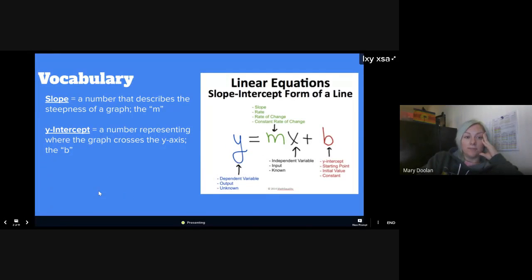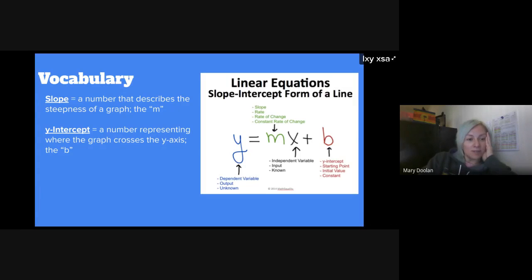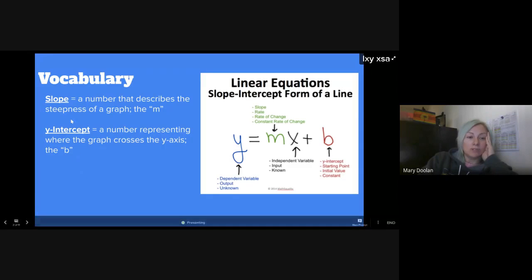Vocabulary. So when I talk about slope, when I talk about y-intercept, when I'm saying slope-intercept form, I'm talking about the slope and the y-intercept. These are just numbers, folks. Okay, the slope is a number. It's a ratio. It is something that describes how steep a graph is. It's represented by the letter m, lowercase m.